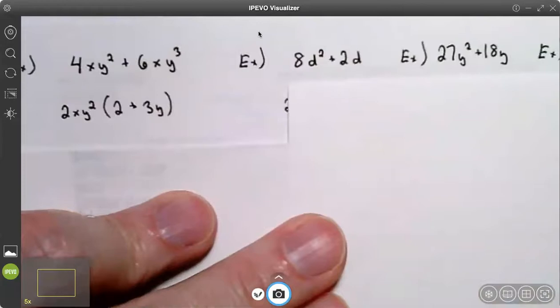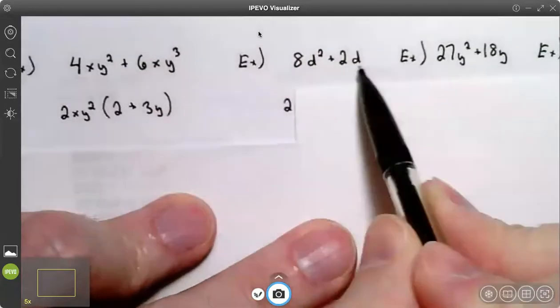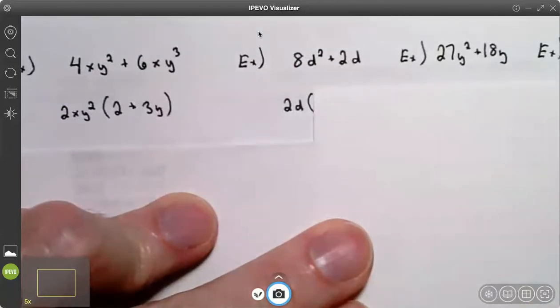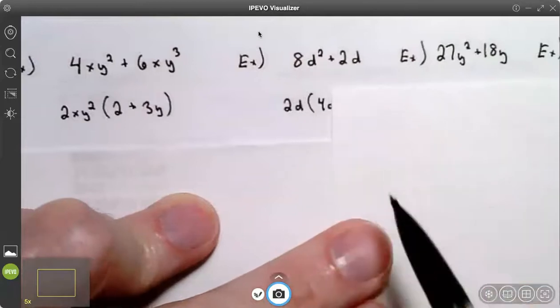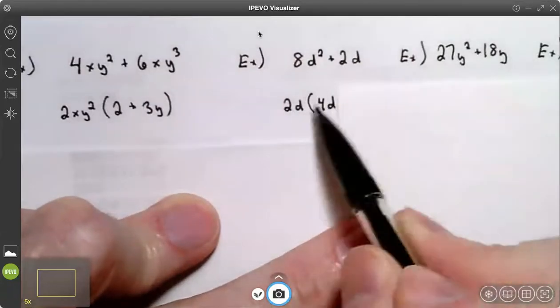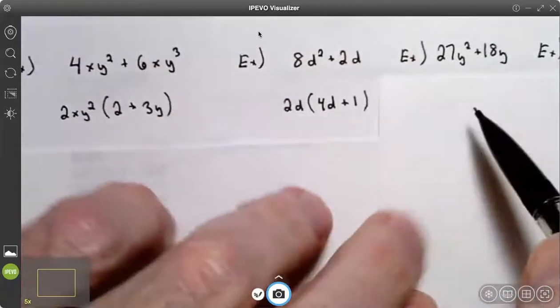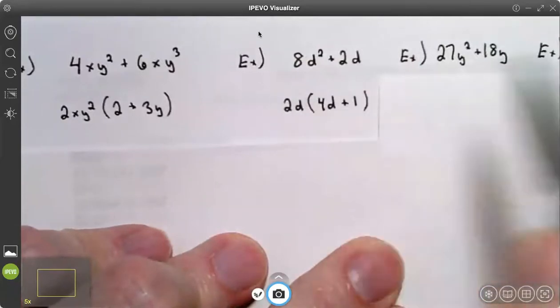On the next example, my greatest common factor between 2 and 8 is 2. I have 2 d's here, 1 d here, so I can take 1 out. 2d is my greatest common factor. 2 times 4 is 8. I took one of the 2 d's out, so that leaves me with 1. I took this whole 2d out, so I'm going to be left with an understood 1 in this second term. 2d times 4d is 8d squared. 2d times 1 is 2d.